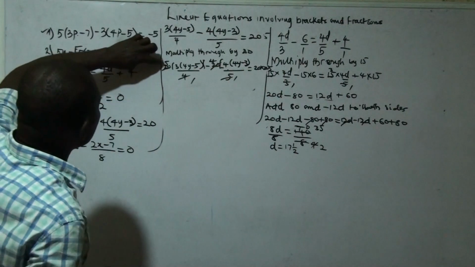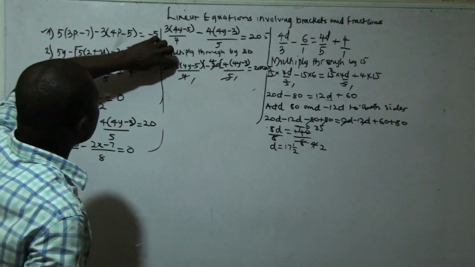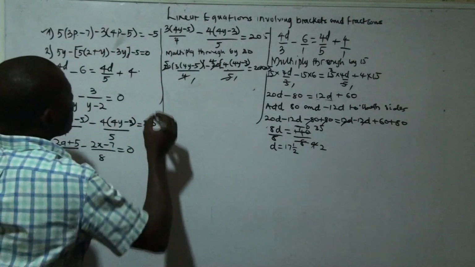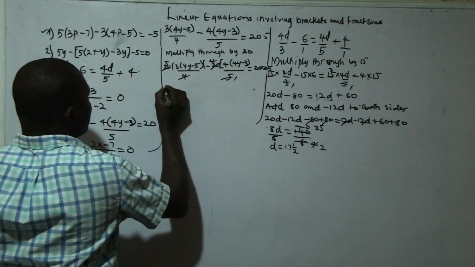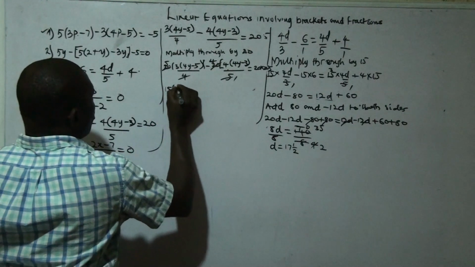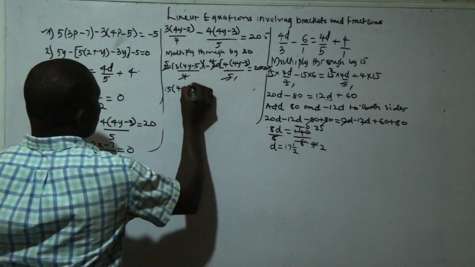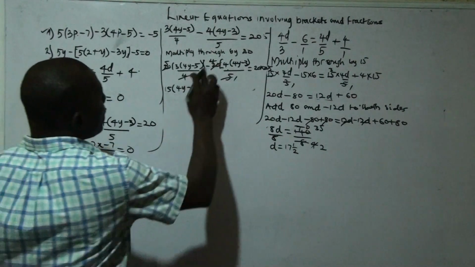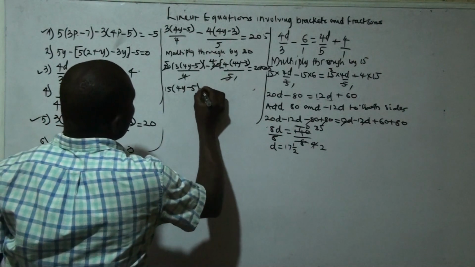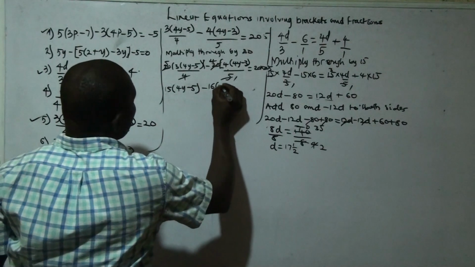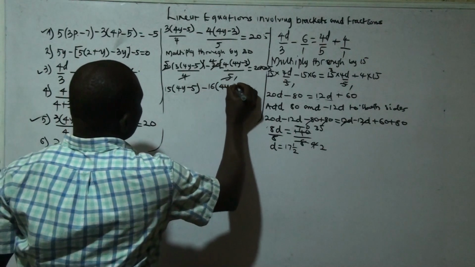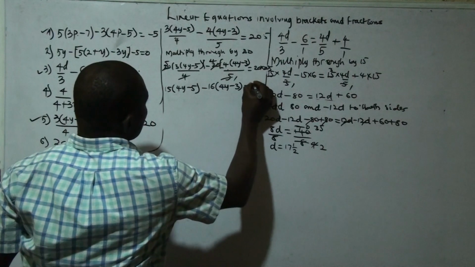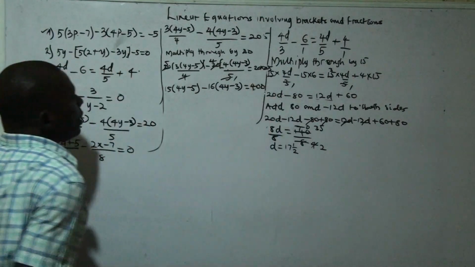Here, we must be careful. 3 times 5, times 3 first. We'll put it outside here. 5 times 3, that will give us 15, open bracket, 4y minus 5. In here, we have to be very careful. Here is 4 times 4, that will give us minus 16. We'll open a bracket. This is 4y minus 3. 20 times 20, that gives 400.